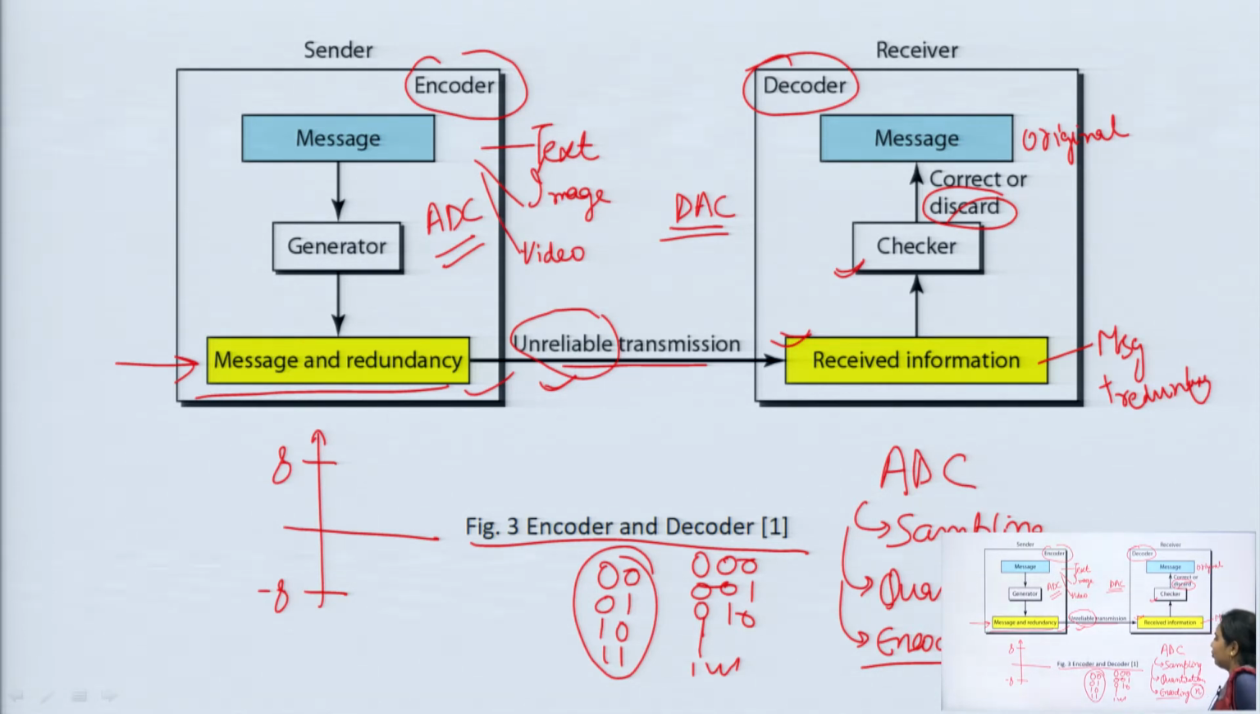So, this is the encoder and decoder diagram. Let me explain it once again. This is at the sender side, this is at the receiver side.